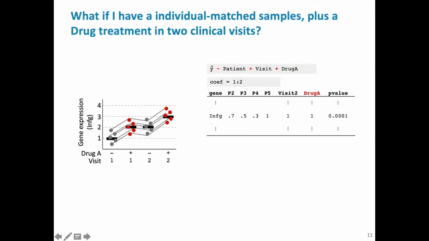But then I want to know what is the effect of the patient, what is the effect of the visit, and what is the effect of the drug itself. So then if you type this for all coefficients, this is actually not just 1 and 2. No.